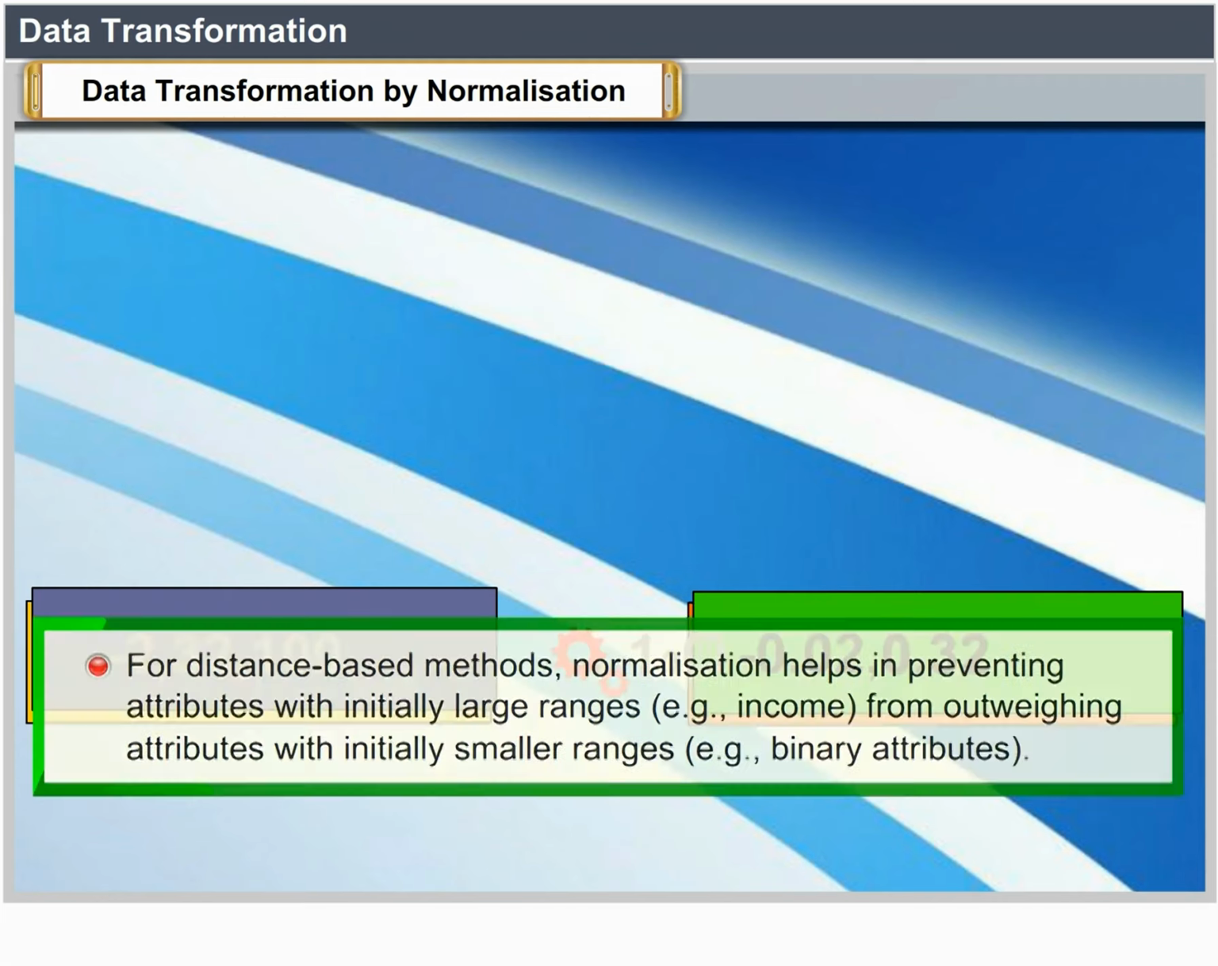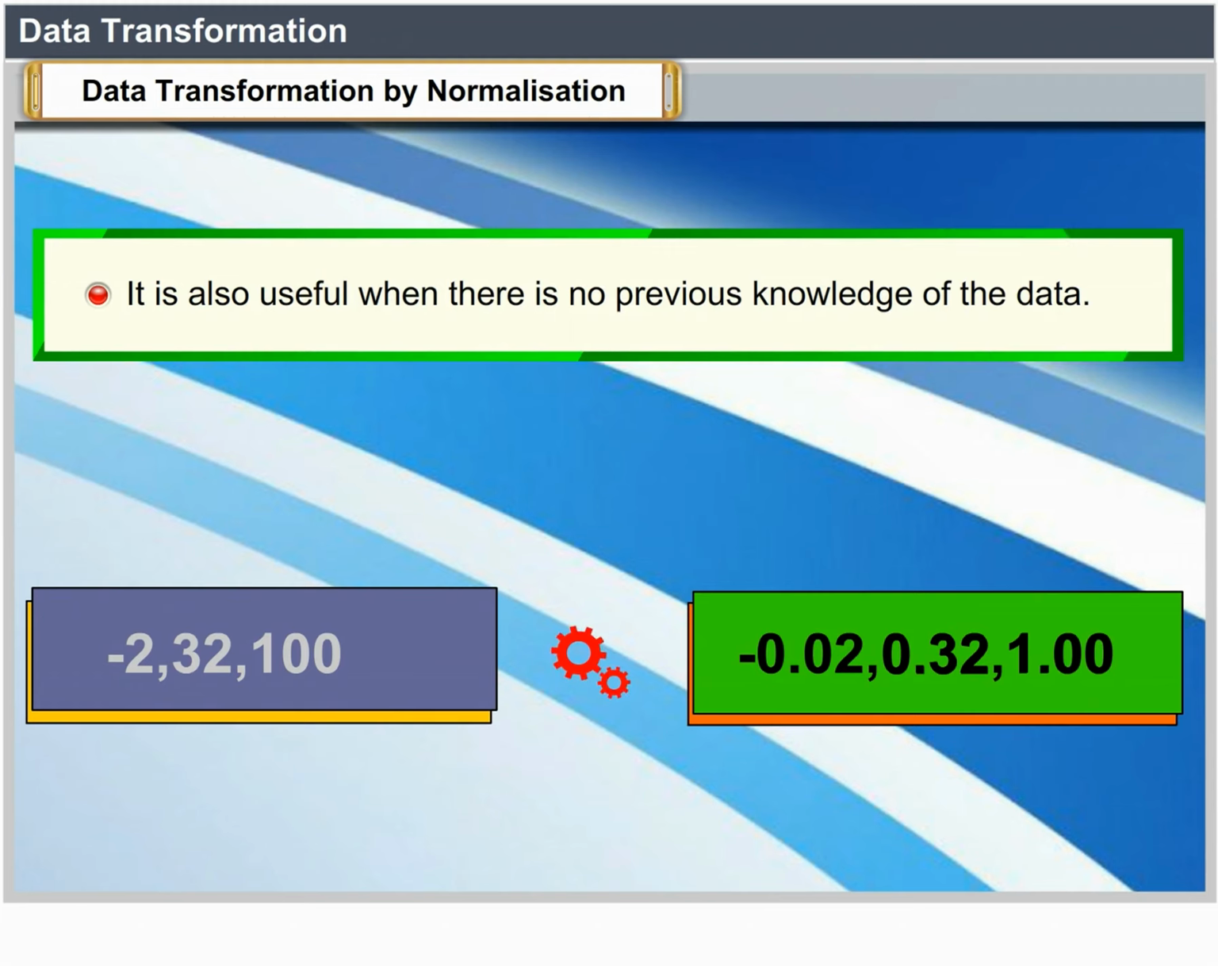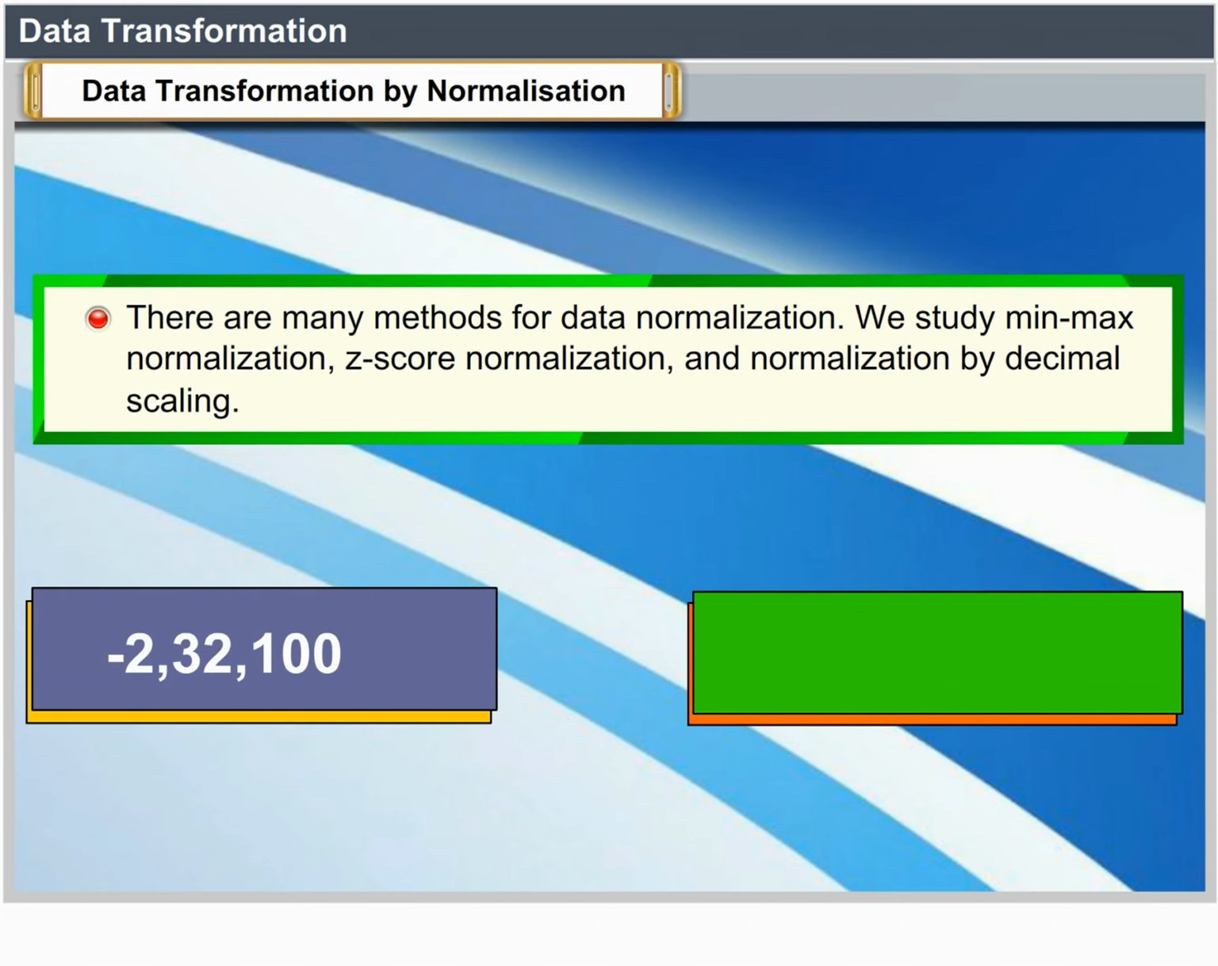It is also useful when given no prior knowledge of the data. There are many methods for data normalization. We study min-max normalization, z-score normalization, and normalization by decimal scaling.